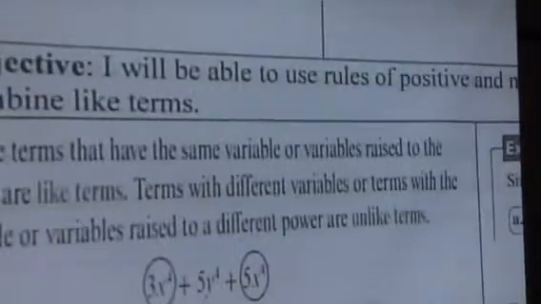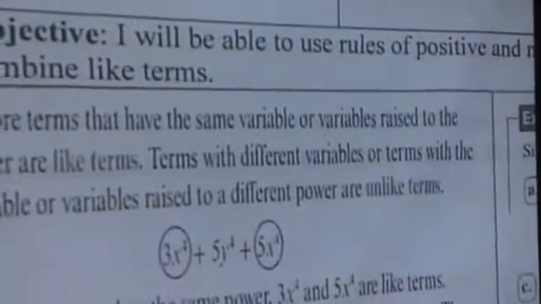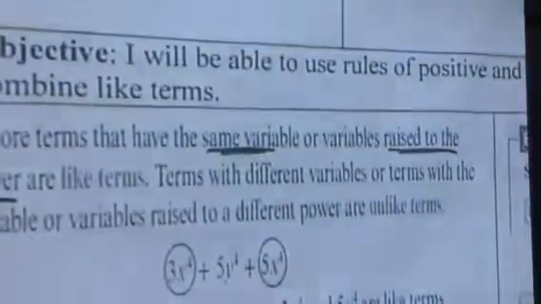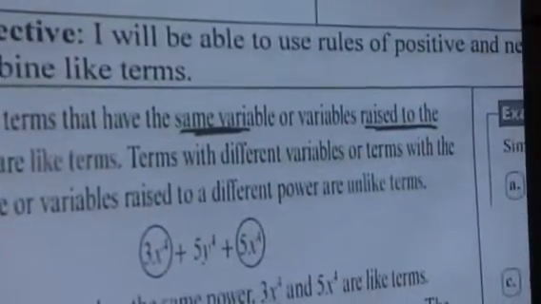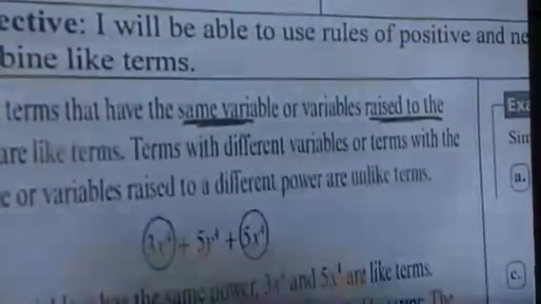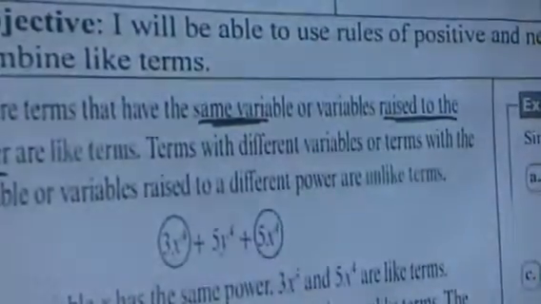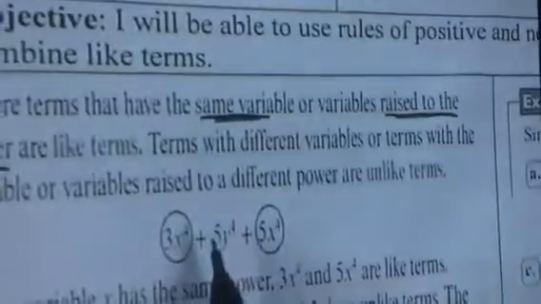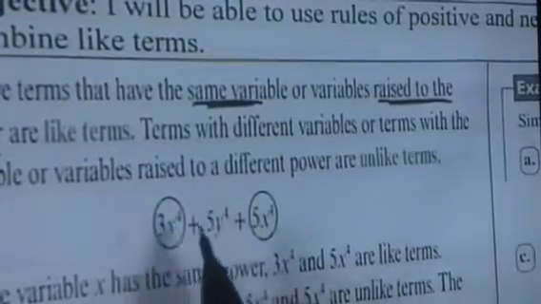But before we do that, you've got to know what like terms are. Like terms are terms that have the same variable, underline that, raised to the same power. Like terms have the same variable raised to the same power. So here's an example. 3x to the fourth and 5x to the fourth. They both have an x raised to the fourth power. Because the variable x has the same power, these are like terms.